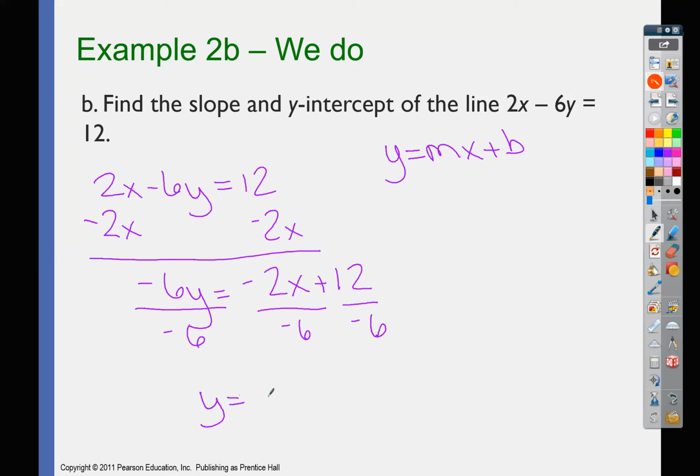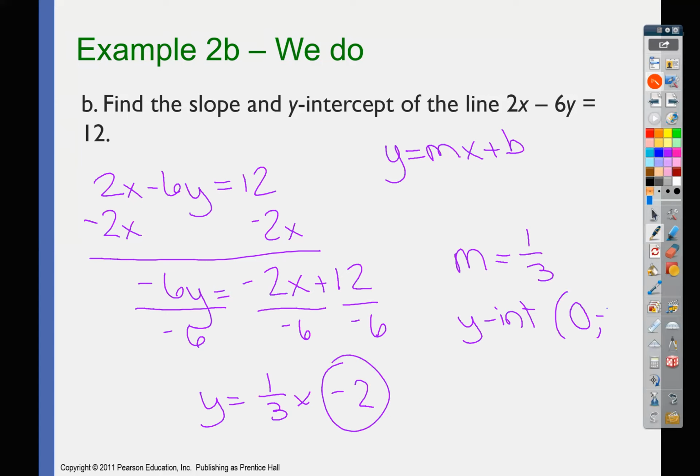So I get y equals 1/3 x minus 2. So I would say my slope is 1/3, and my y-intercept, remember it's a coordinate, which would be (0, -2). Because where you're intercepting the y-axis, your x is going to be 0.